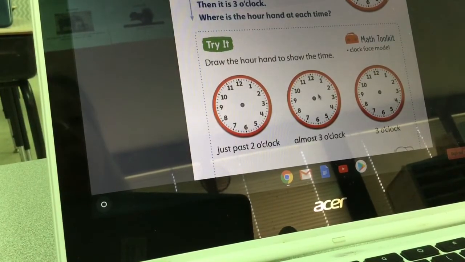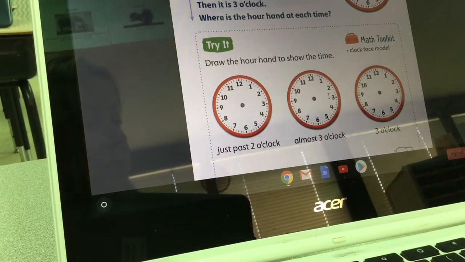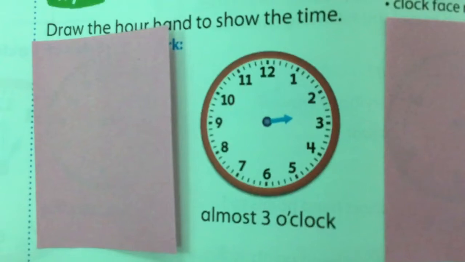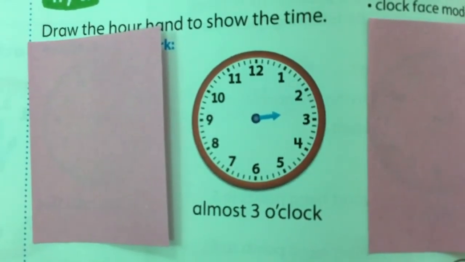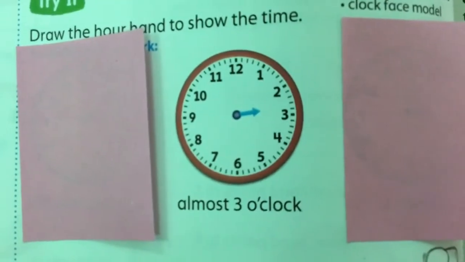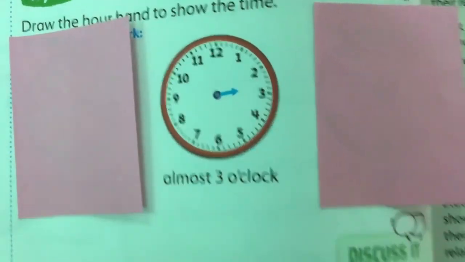For our next one, we're going to show almost 3 o'clock. If it's almost 3 o'clock, that means we just finished the 2 o'clock hour, and it makes me think almost 3 o'clock means the hour hand would be almost at 3. Almost 3 o'clock. Almost at 3. So sure enough, we see that the hour hand should be almost at the 3. Go ahead and draw that on your paper. Almost 3 o'clock is when the hour hand is almost at the 3. We're still in the 2 o'clock hour, but we're getting really close to 3 o'clock.